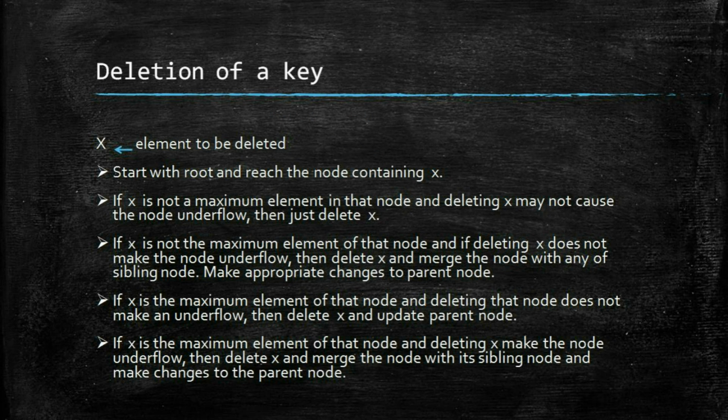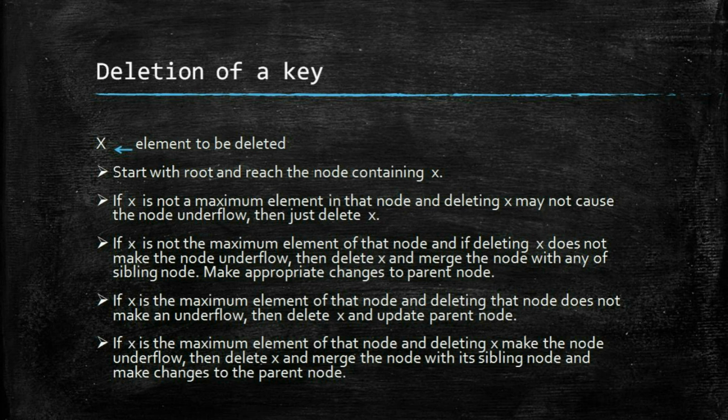Now we consider the deletion operation in a B tree. We shall consider X as the element to be deleted. Start with the root node and reach the node containing X. If X is not a maximum element in that node and deleting X does not cause the node to underflow, then just delete X.